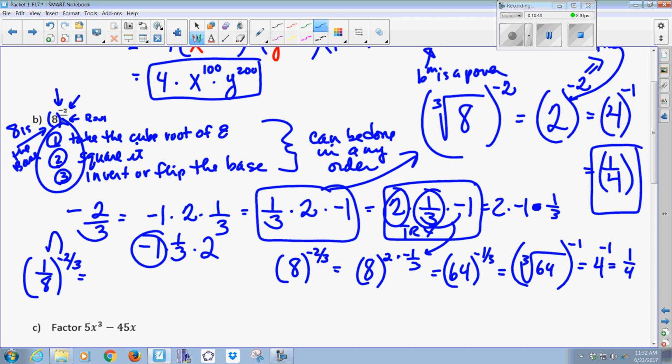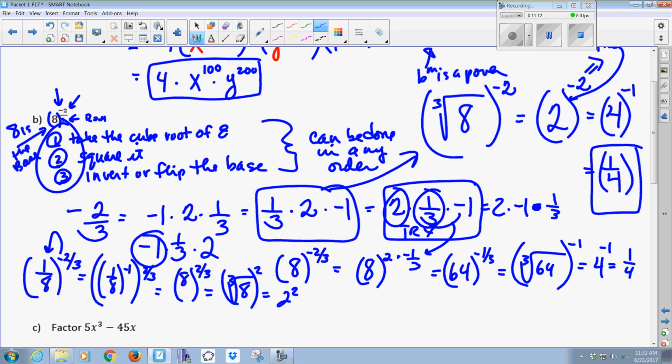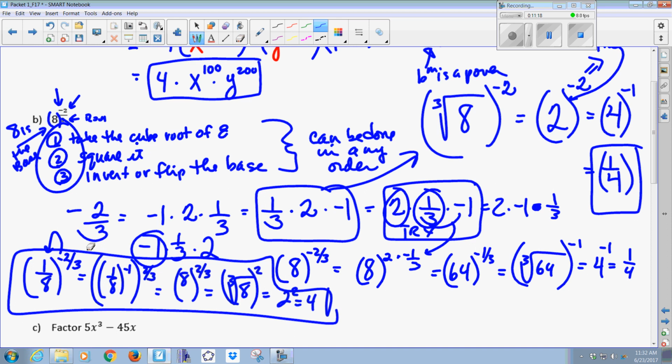So in this case, I would apply the -1 first, and then raise it to the 2/3 power, because -1 times 2/3 is -2/3. So I'm going to flip it, and I get 8/1, which is 8, and now 8 to the 2/3 is the cubed root of 8 squared, which is 2 squared, which is 4. So notice this problem here, 1/8 to the -2/3 and 8 to the -2/3, our answers are reciprocals of each other. Because notice our bases started out being reciprocals of each other.